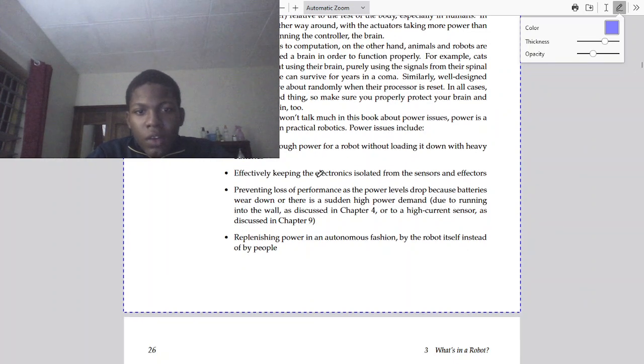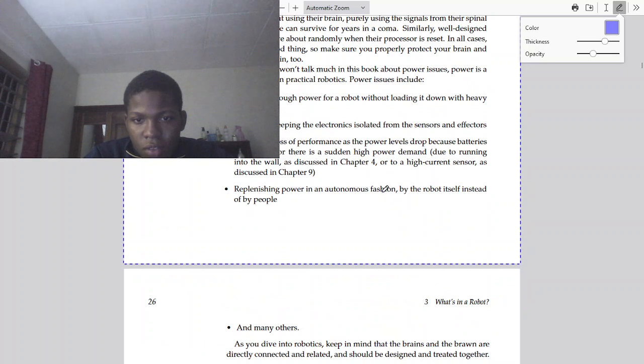Power should be thought about carefully. Loading down the robot with batteries is a problem, because the batteries weigh it down. Electronics should also be kept isolated from sensitive electrical loads, preventing loss of performance at low power levels or when there is a sudden high power demand due to running into a wall, as discussed in chapter 4. Then there is replenishing power and autonomous functioning by the robot itself.